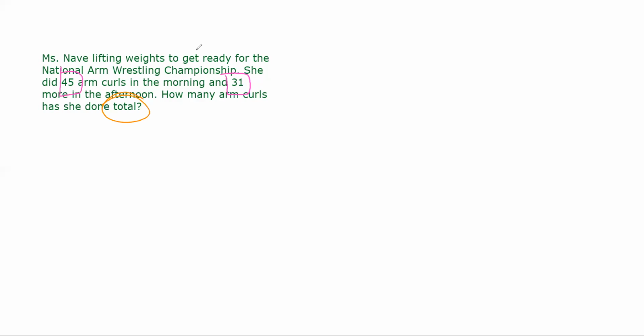So I'm going to start with my number sentence. That's always key. Or excuse me, my equation. I'm going to write that down first. I know I'm going to take 45 and add 31, and it's going to give me an answer. I don't know it yet, so I'm going to say N for Nave. That's the equation part of it. Okay, well, now let's solve 45 plus 31.